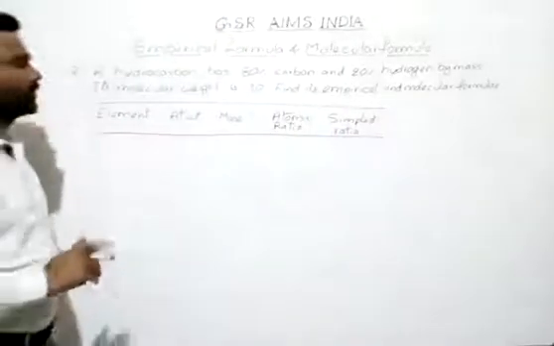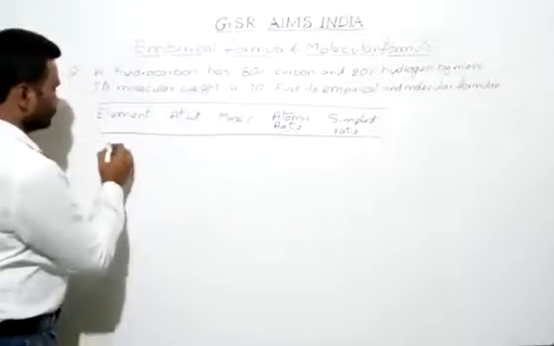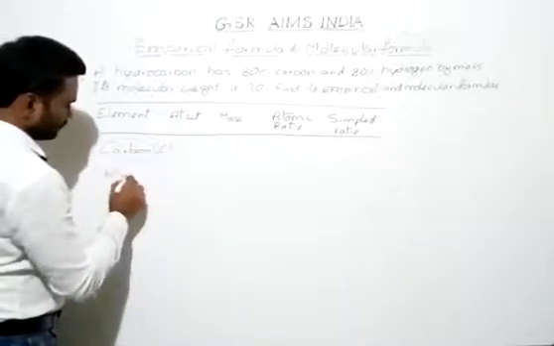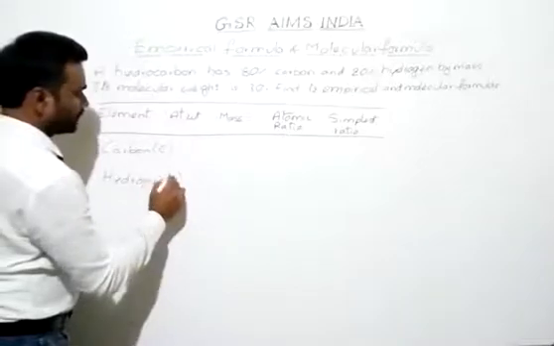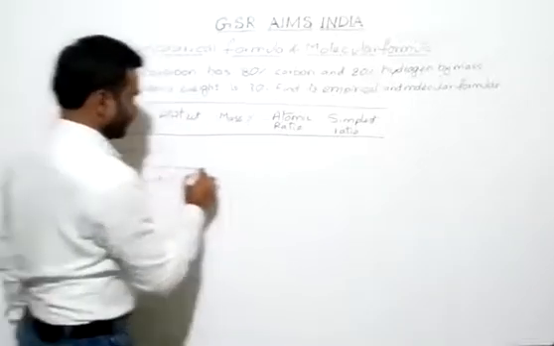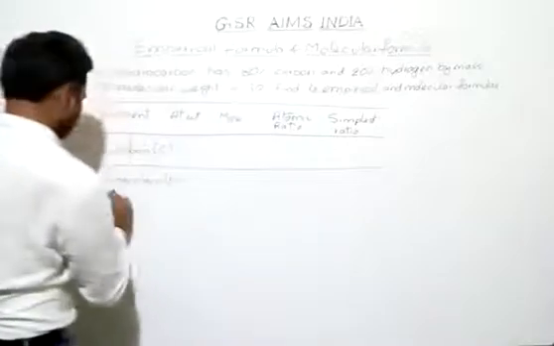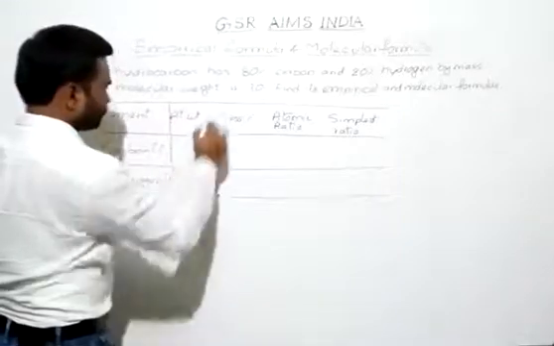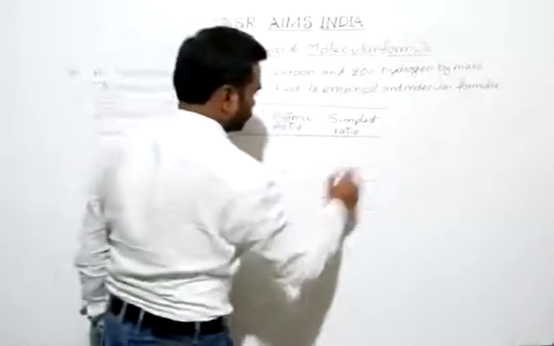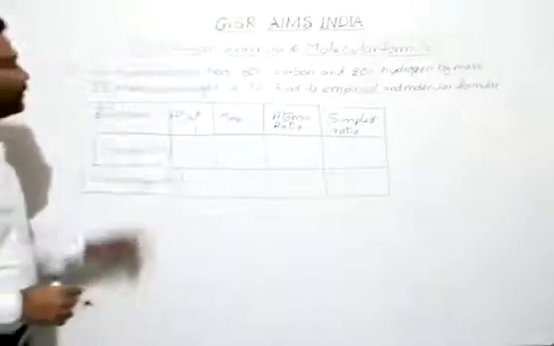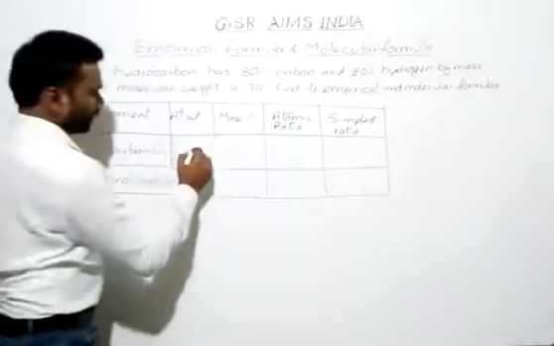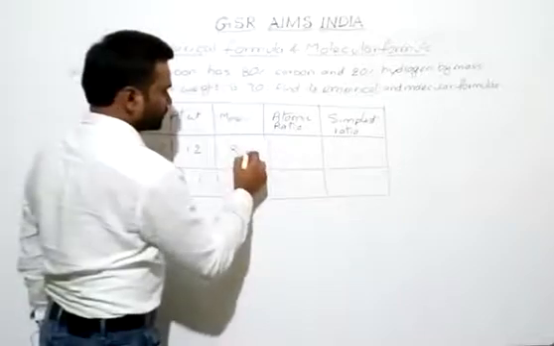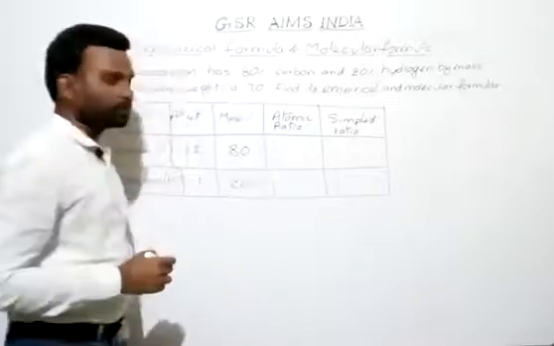From the given problem we can identify there are two elements in the given compound. First one, carbon with symbol C, and the second one, hydrogen with symbol H. So let us finish the table. Now let us fill one by one. First one, atomic weight of carbon we know as it is 12, and for hydrogen it is 1. Mass percentage of carbon is given as 80, and for hydrogen 20.